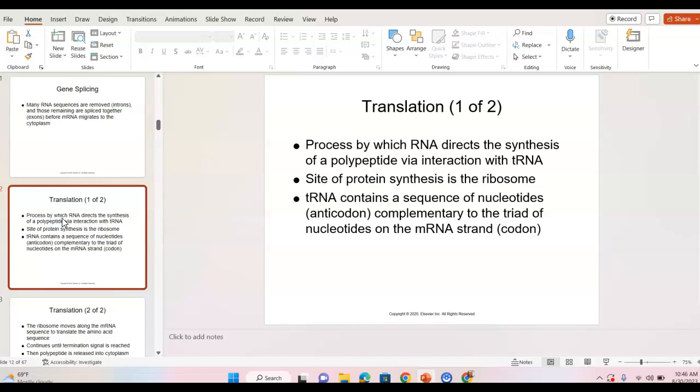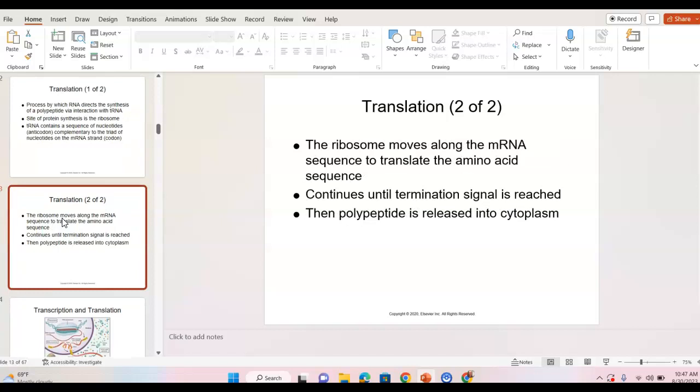So RNA synthesis of a polypeptide, which is a protein, is one form of a protein. And then you form it with the interaction with tRNA at those ribosomes that I spoke about. tRNA contains a sequence of nucleotides complementary to the triad of nucleotides on the mRNA strand, which is known as the codon. So the mRNA strand has the code, tRNA has the anticode to form the actual protein. I would kind of memorize which goes with which. I could see that coming out in the future.